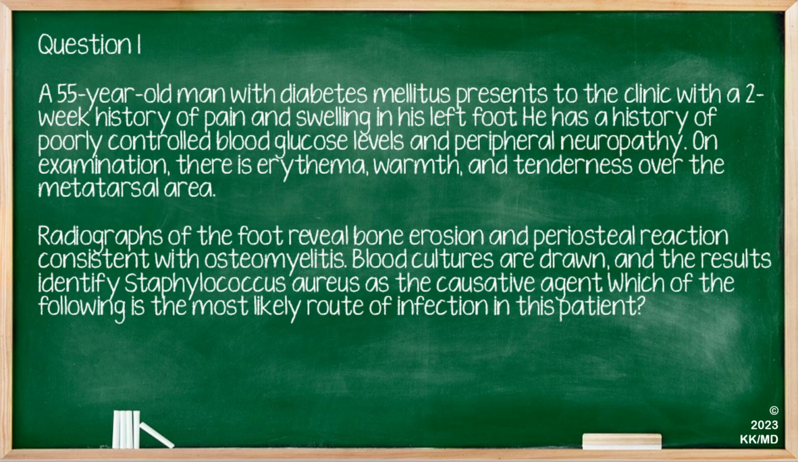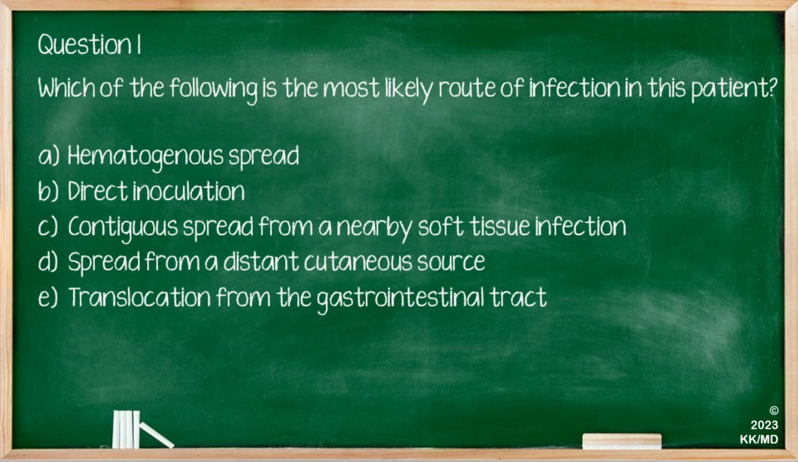Blood cultures are drawn, and the results identify Staphylococcus aureus as the causative agent. Which of the following is the most likely route of infection in this patient? So these are your options. Hematogenous spread, direct inoculation, contiguous spread from a nearby soft tissue infection, spread from a distant cutaneous source, or translocation from the gastrointestinal tract.